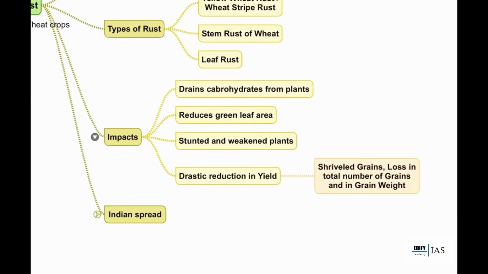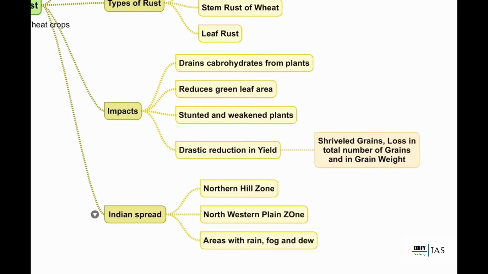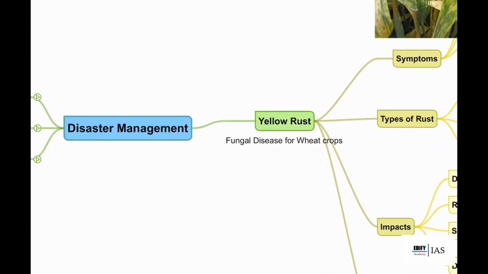The yield of the plants, because the grains are now shriveled. There's a loss in the total number of grains and in the grain weight itself, because the food distribution system and the food production system is hampered because of yellow rust. Okay, so in India it is spread along three zones, that is the northern hill zone, the northwestern plain zone, and the areas with rain, fog, and dew, because this is what is most conducive, right, for this rust to thrive. Okay, so this is yellow rust.